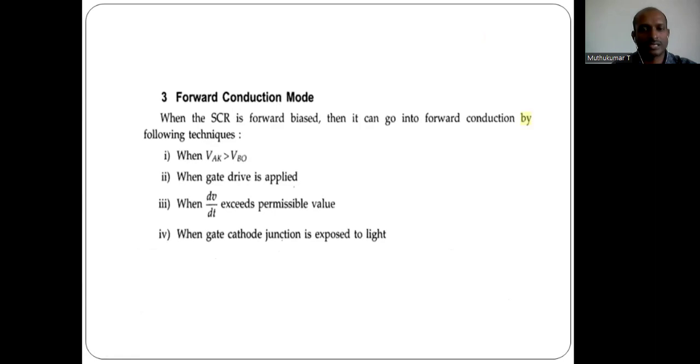So the next type is when the gate signal is applied. So we want to apply the gate signal. The third one is when dV/dt exceeds the permissible value. The last one is when the gate-cathode junction is exposed to light. So these are the turn-on methods of SCR.